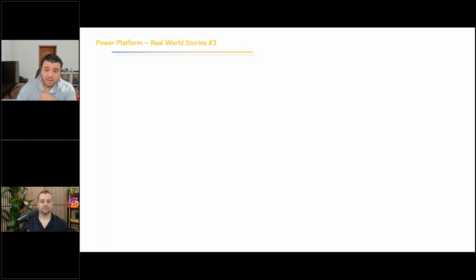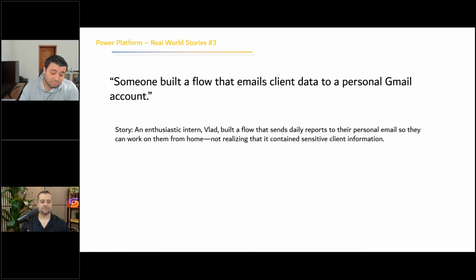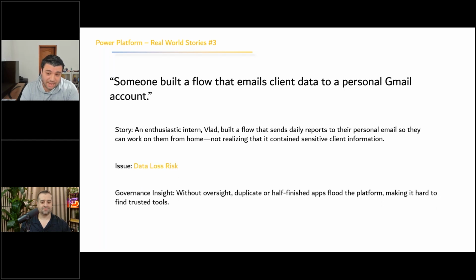Another one here is someone built a flow that emails client data to a personal Gmail. And again, it's an enthusiastic intern, Vlad, who built a flow that sends daily reports to their personal email so they can work from home. And that was like the first year of Power Platform, right? Not everyone could work remotely, and people just try to send sensitive information from Power Apps or Power Automate to their Gmail. Here the issue, I don't know if you remember, Vlad, data loss risk, right?